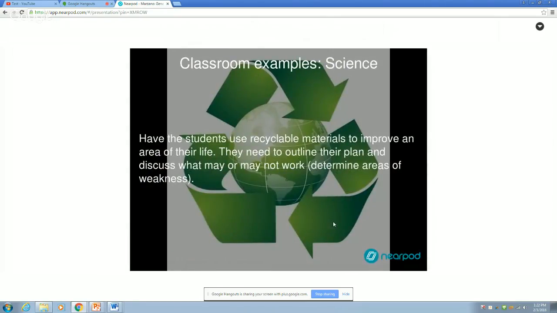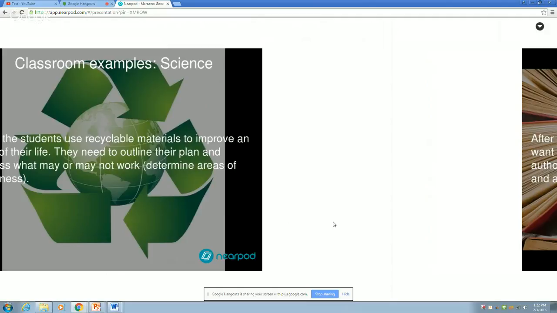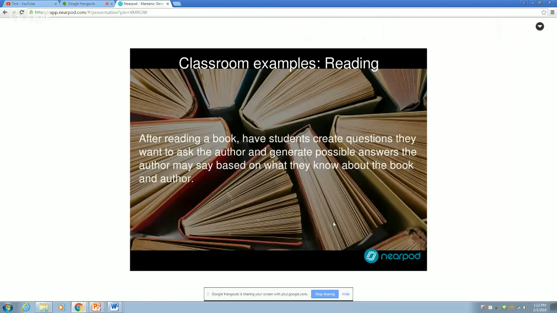And a science one, of course, science experiments, but we also put up, what if you had to use just recyclable materials to make an invention that improves some area of your life, and discussing what may or may not work, like what limitations you would have with only these materials available. And then reading: after reading a book, have students create questions they would want to ask the author. Not only generate the questions about the author's purpose in writing the book and how they came up with the ideas, but also generate possible answers they think the author will have, before actually having the opportunity to ask the author.